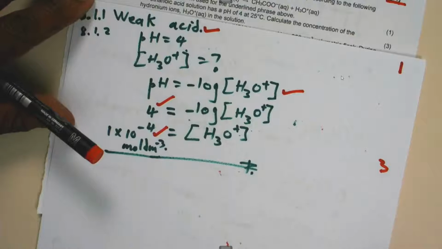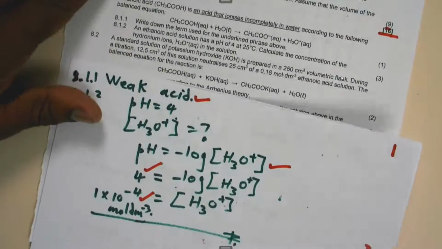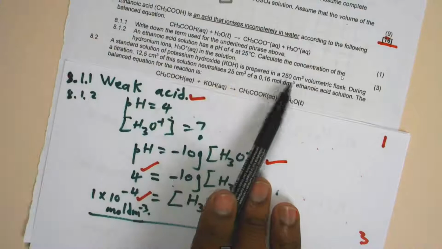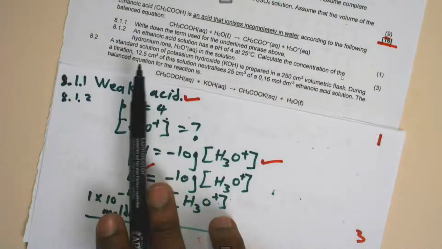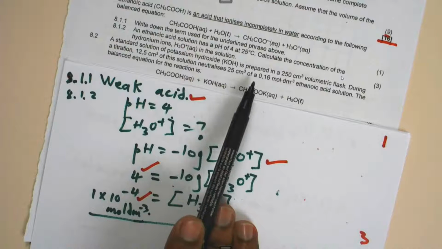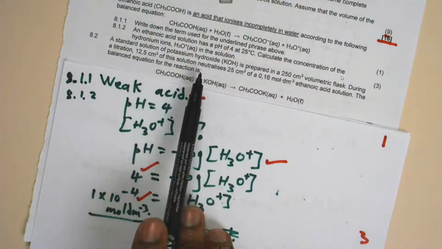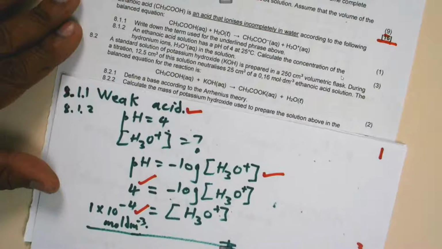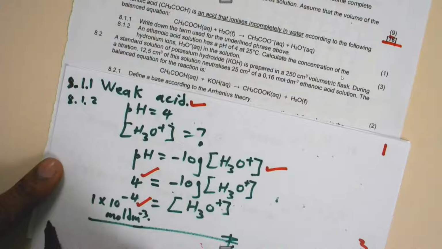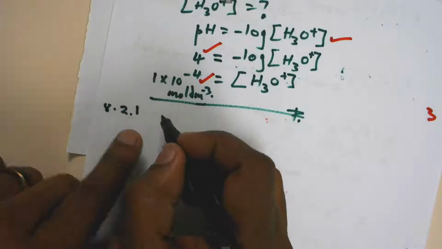It further goes on and says a standard solution of potassium hydroxide is prepared in a 250 centimeter cubed volumetric flask. During a titration, 12.5 centimeter cubed of this solution neutralizes 25 centimeter cubed of 0.16 mole per decimeter cubed of ethanoic acid solution. Then the balanced chemical equation is given. Let's read the question there. It says at 8.2, define a base according to Arrhenius theory. So at 8.2.1 we define a base according to Arrhenius theory.